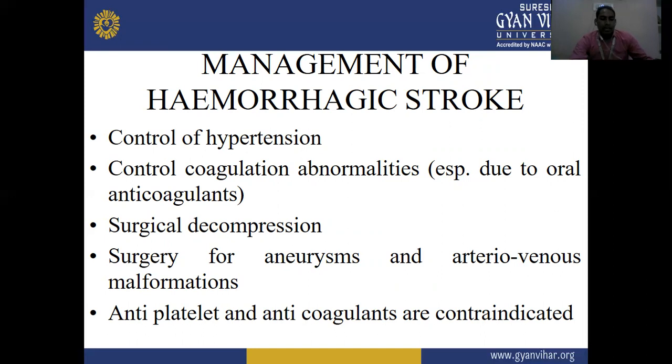Aneurysm means a ballooning that often occurs in arteries. Arteriovenous malformation is an abnormal connection between arteries and veins, usually in the brain or spine, also known as AVM. These are the management of hemorrhagic stroke.